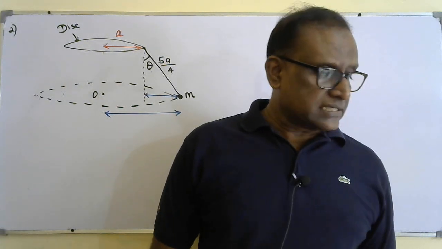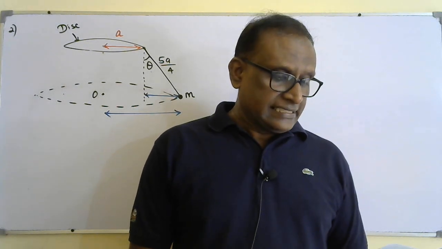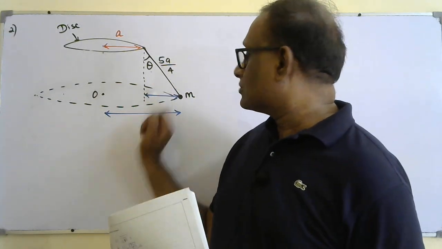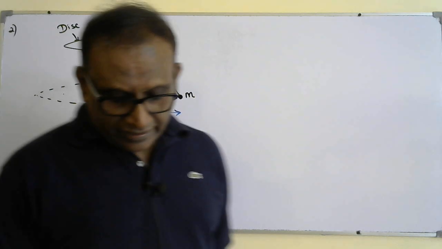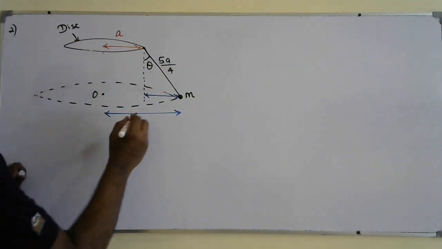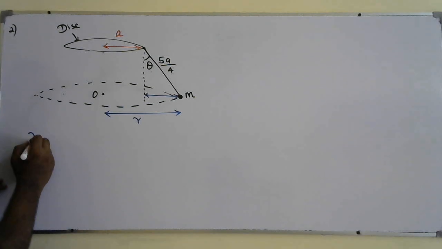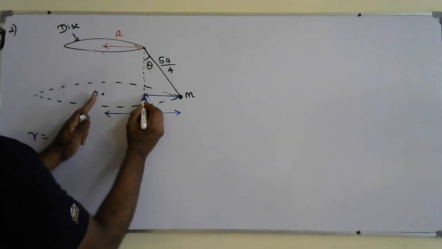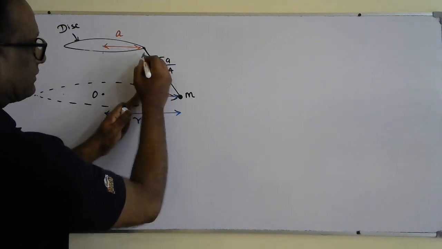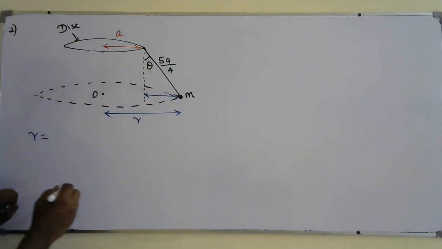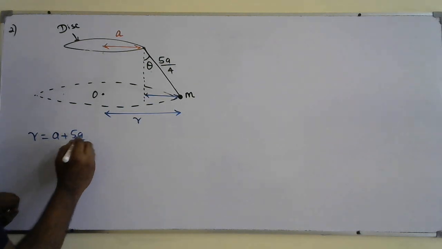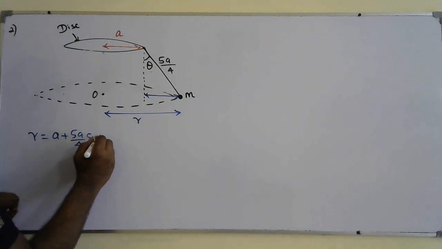Okay, so the question is, find the tension in the arm in terms of m and g. So I need to find the tension in the arms. So we'll find the radius first. Now I have told everything, you must follow that. So the radius of the circular path needs to be R. So R is equal to this length, that is a, plus, when you consider this right angle triangle, 5a by 4 sin theta. So that is a plus 5a by 4 sin theta.